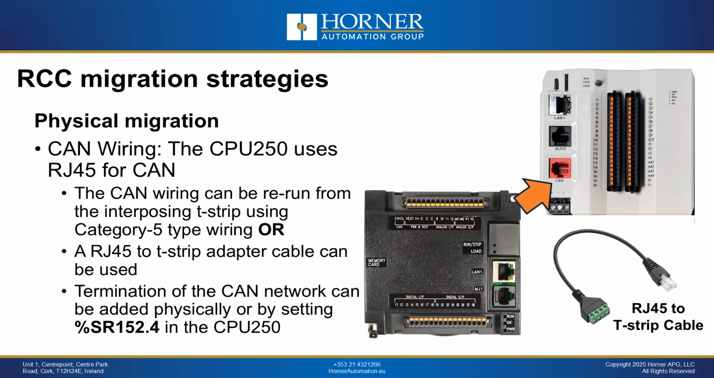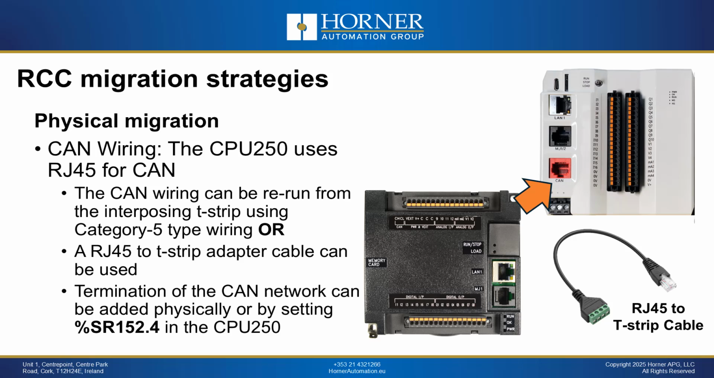Now let's talk about CAN. There are some big differences with CAN, mainly the fact that even though the CAN wiring was not standardized across all the RCC line, it was always using a terminal strip, whereas with the CPU250, it uses an RJ45 port, which is a modern way of handling CAN.